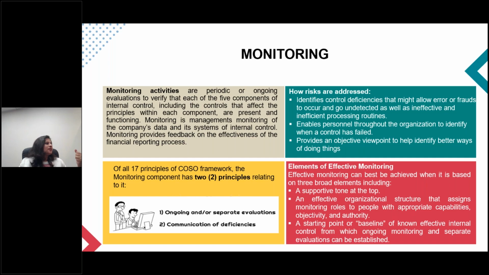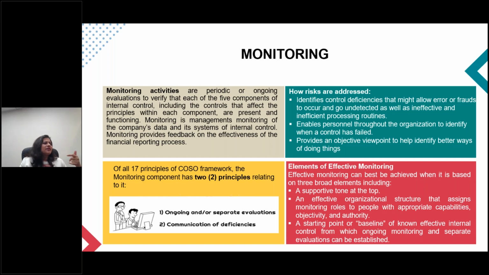Monitoring, the last part of the cube. Monitoring activities are nothing but evaluating each of these 5 components. The effect of the principles within each component are present, functioning. Monitoring is management monitoring of the company's data systems and whether the controls are working, giving feedback on the efficiency and effectiveness. Also, what the auditor does. How risks are addressed, identify control deficiencies, which allow errors to go undetected, frauds to go undetected. Enables personnel throughout the organization to identify when a control has failed, presents an objective viewpoint. So the principles affecting this are ongoing and or separate evaluations, communication of deficiencies.